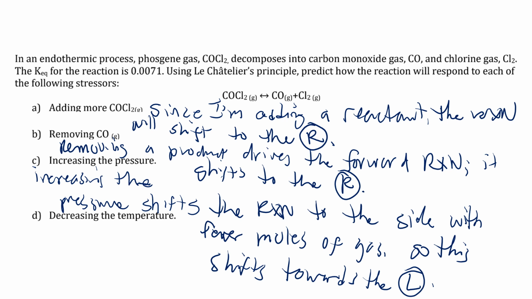So I'm going to erase these, to give you a chance to write this down. If you need to pause it or rehear this, you can. So I'm going to reiterate really quick. Adding more COCl2, since I'm adding a reactant, the forward reaction will occur. Therefore, it shifts to the right. Removing a product drives the forward reaction. It shifts to the right. Increasing the pressure shifts the reaction to the side with fewer moles of gas. So this reaction shifts towards the left in an attempt to alleviate stress.